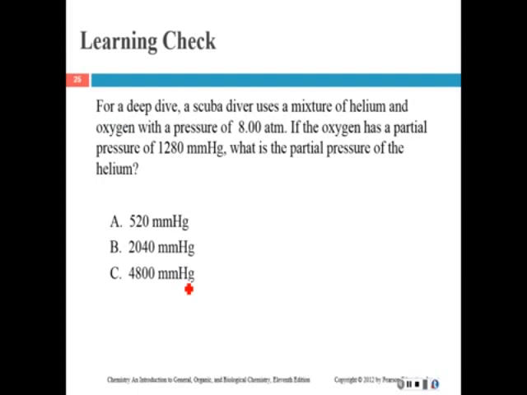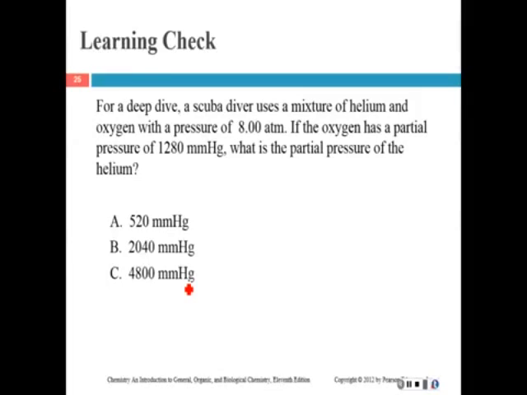All right, so here's one for you to try. For a deep dive, a scuba diver uses a mixture of helium and oxygen with a pressure of 8.00 atmospheres. So that's the pressure of the mixture. If the oxygen has a partial pressure of 1280 millimeters of mercury, what's the partial pressure of the helium? And the answers are all in millimeters, so they want you to get the answer in millimeters.